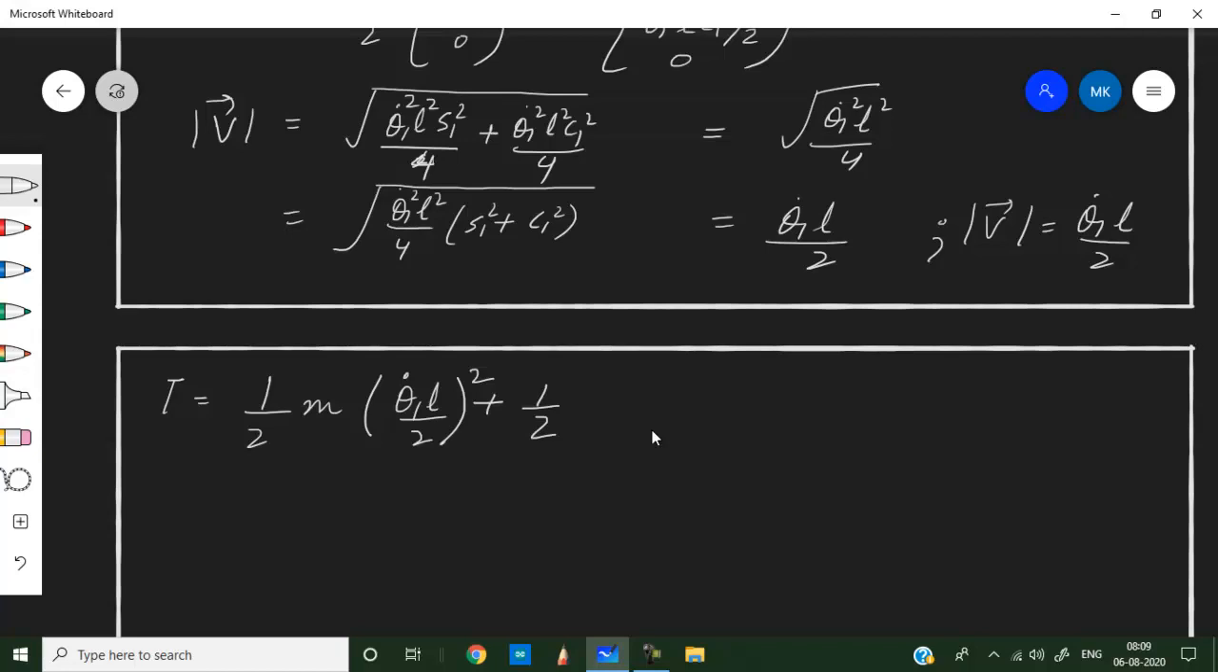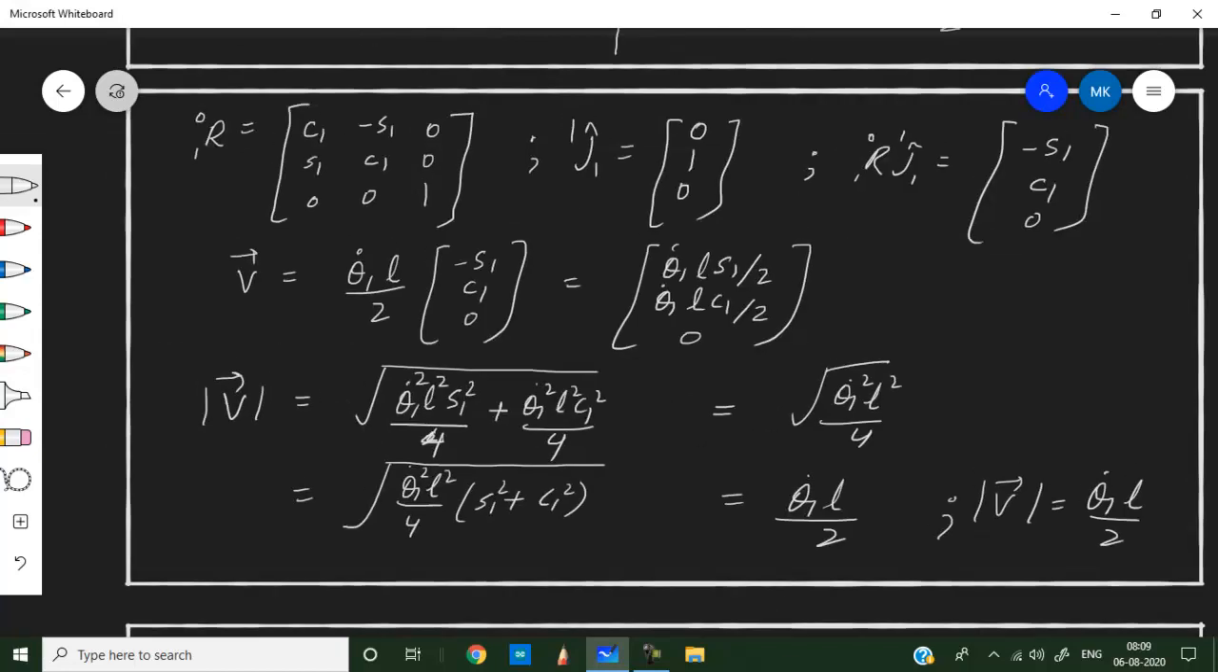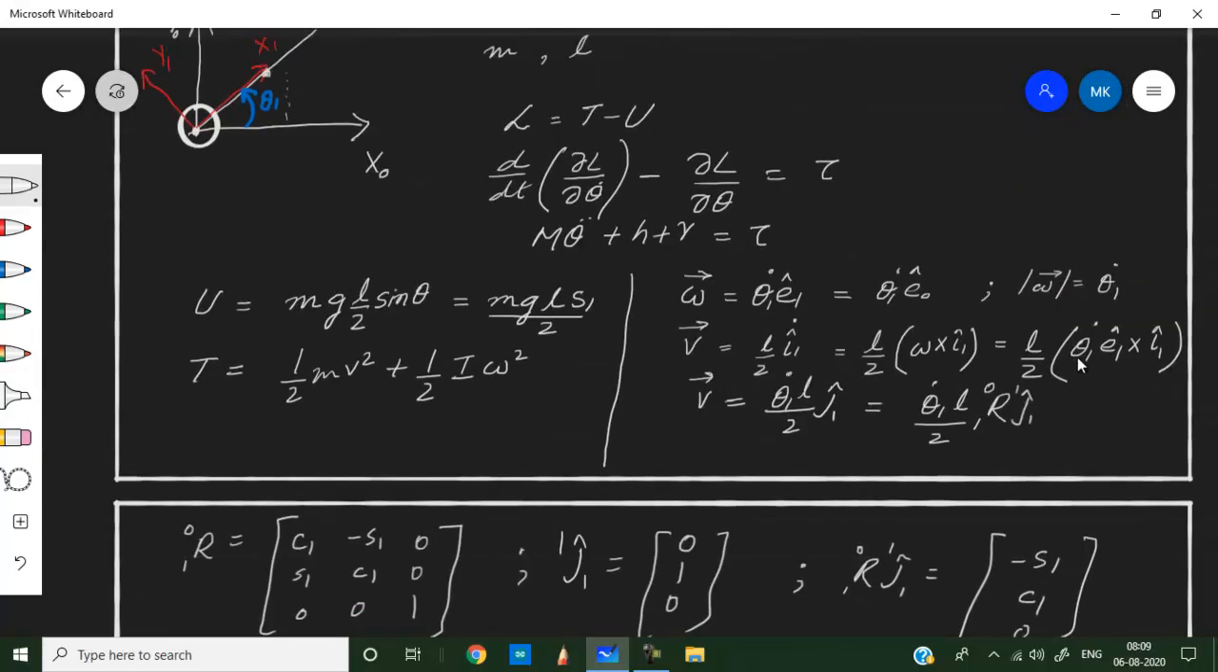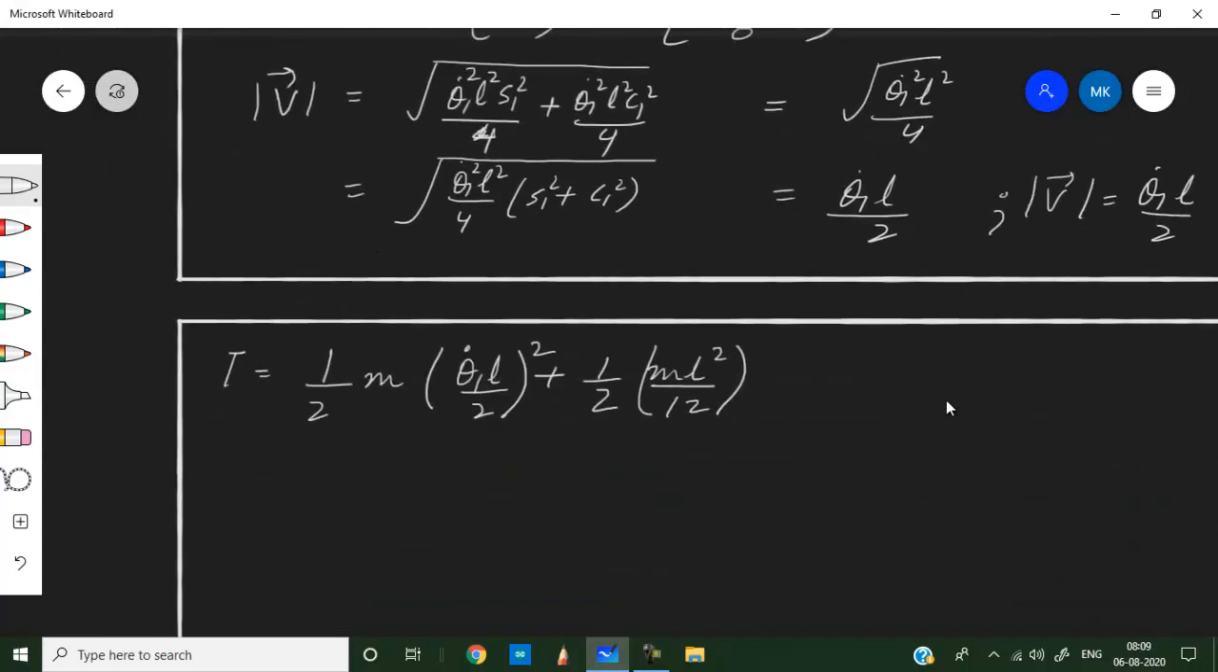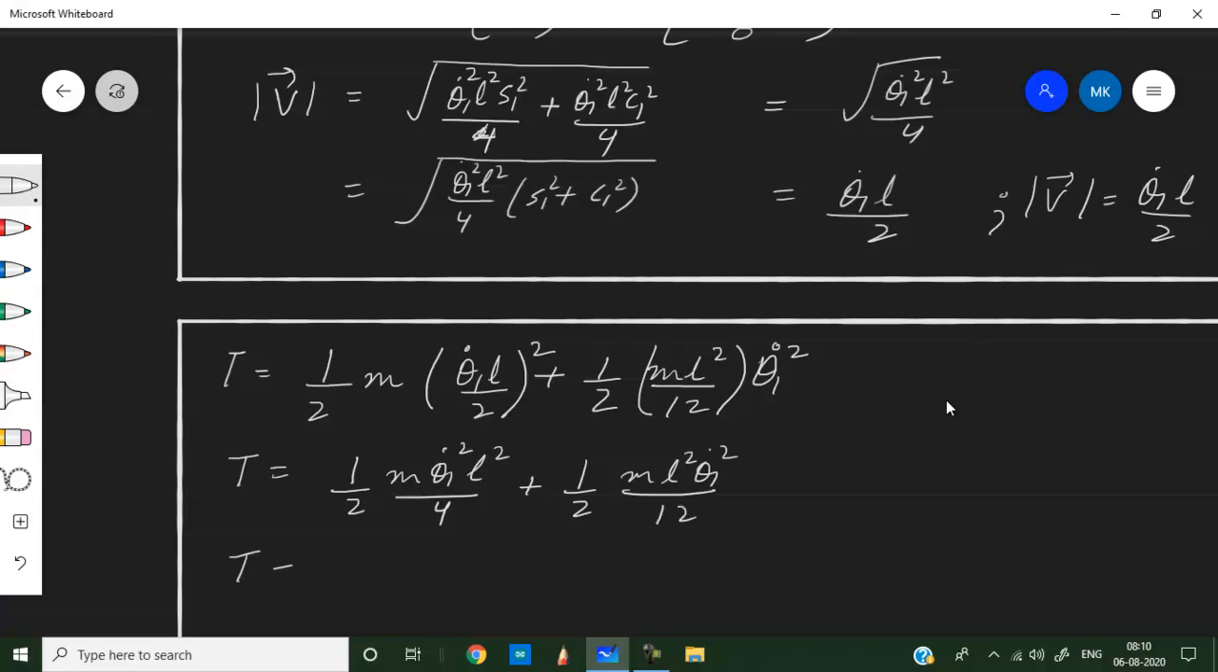So I is about the center of mass, so we can write ml square by 12. This is I, the moment of inertia about the center of mass. And omega is nothing but theta 1 dot. So T becomes half m theta 1 dot square L square by 4, plus half of m L square theta 1 dot square by 12. So you can just add them because they are the same.